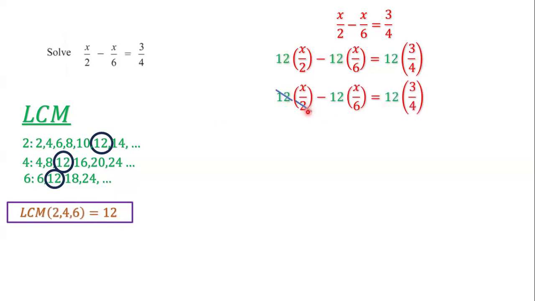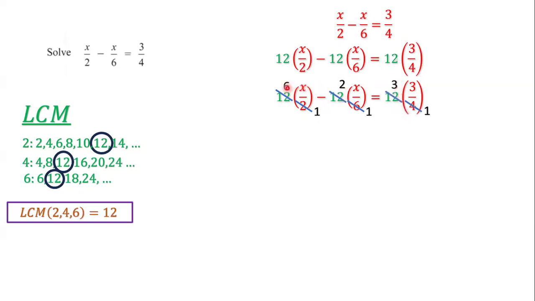We ask ourselves, how many times does 2 go into itself? It goes in itself once. How many times does 2 go into 12? Well, 2 goes into 12 6 times. How many times does 6 go into itself? 6 goes into itself once. How many times does 6 go into 12? 6 goes into 12 twice. How many times does 4 go into itself? Well, 4 goes into itself once, and 4 goes into 12 3 times.